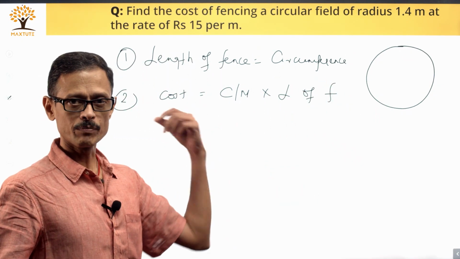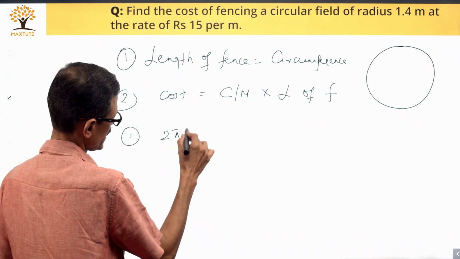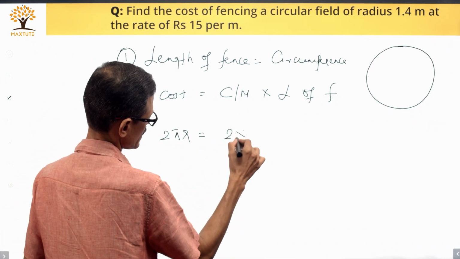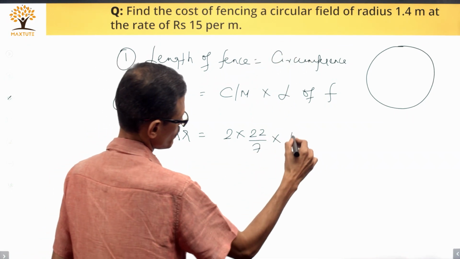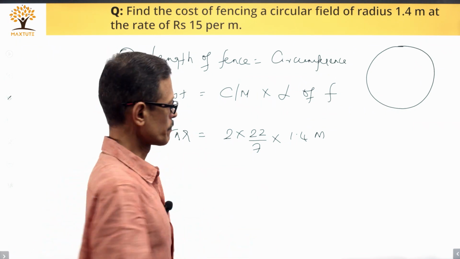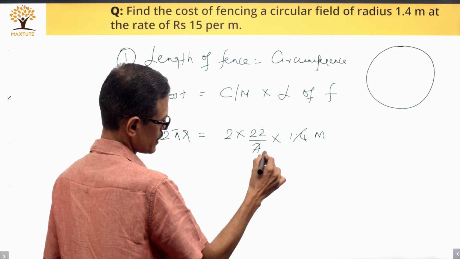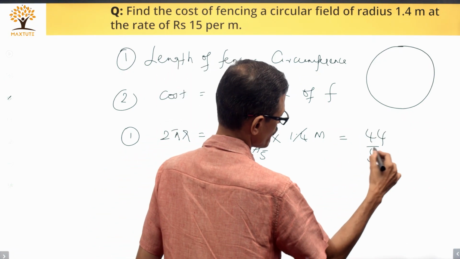So, step 1, let us compute the circumference. Circumference of a circle is equal to 2 pi r. Take pi to be equal to 22 by 7 if nothing is mentioned. So, 2 times 22 by 7 and the radius is equal to 1.4 meters. This is going to be the total length of the fence used. 1.4 will cancel with 7 to leave us with a 5. Do not do the calculation at this step, keep it as 44 by 5 meters.